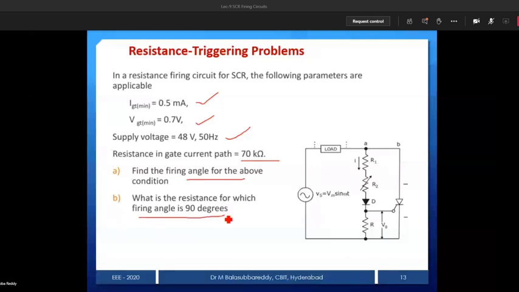One question is, if I place the resistance as 70 kilo ohms, at what instant is the device going to be triggered? You need to find alpha, because I already fixed the resistance. The next question is, I want to fire the device at 90 degrees. Now alpha is given, the 90 degrees value is given, but you have to find the value of resistor I have to place to trigger at 90. With 70 kilo ohm, you find the alpha. Now if alpha is 90, what is the resistance?